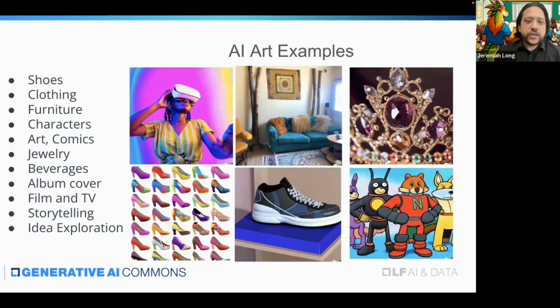So some other things that you could do: beverages, album covers, you can work through film and TV, you can work on storytelling, and you can just do idea exploration. One of the coolest things about generative AI is just the idea of exploring something in a way that you can get right to the meat of it and you can actually try it, because all of us probably have ideas, but being able to actually execute those ideas, or at least get something down that takes you from nothing to something, is one of the biggest things that is really helpful with generative AI.